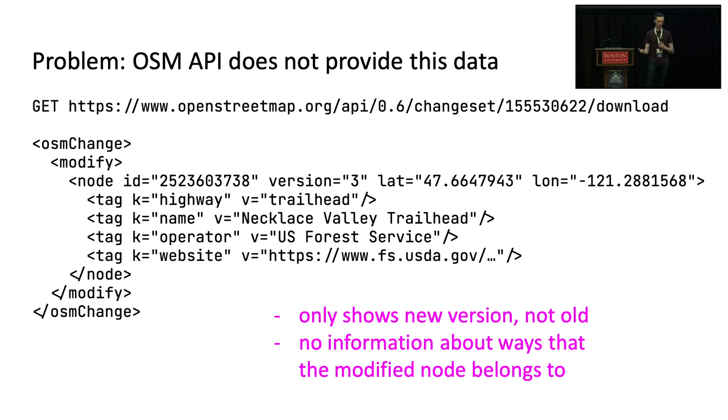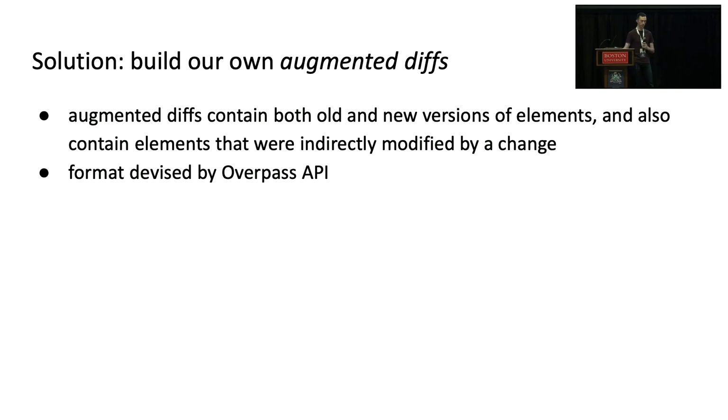And this is challenging because the OSM API doesn't provide all of that data out of the box. If you download a change set from the OSM API, it tells you what was modified, but it only gives you the new version after the change, and it only gives you objects that were directly modified by the change set. So if you move a node, it doesn't tell you about the ways that that node is part of. And so the solution that OSMCha came to is to build our own augmented diffs. And like the diffs that come from the OpenStreetMap API, these are XML documents, but they contain more data. They contain both the old version and the new version of every element, and they also contain elements that were indirectly affected by the change.